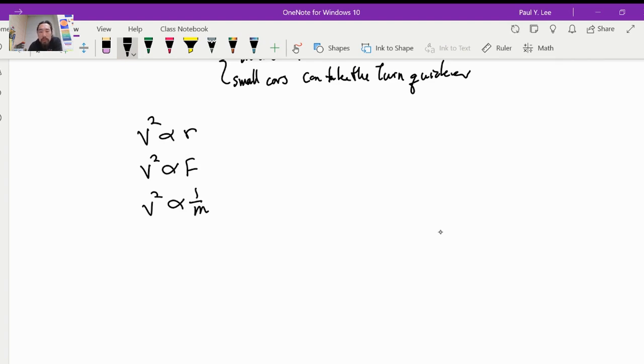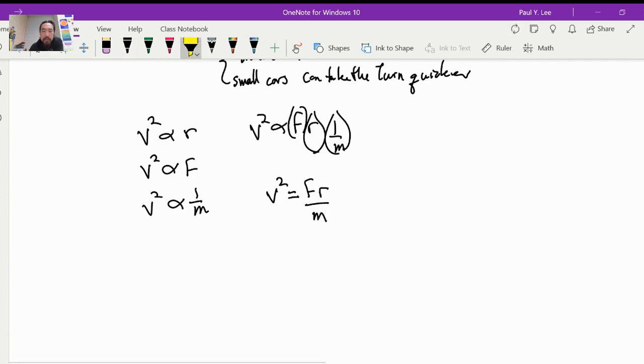So if we combine all of these, we can say that v squared is directly proportional to F, which is directly proportional to r, which is directly proportional to 1 over m. And of course, all of these are multiplied with each other. So the formula turns out to be v squared is equal to F times r over m. Okay, so this is the generalized math formula that we got for this lab.